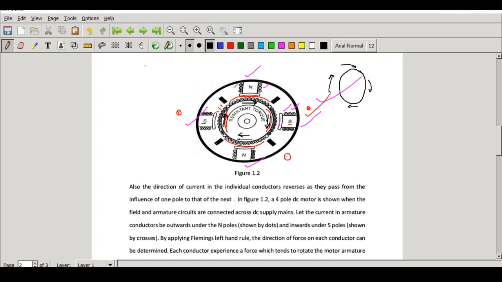So in order to generate a unidirectional torque, you need a force which has to act in this direction. Then only the machine will rotate. Okay. So in order to get a unidirectional torque, the force has to act like this. Now how will this force act like this? Because of the current direction, right? If it is DC, what will happen? If the current is DC, all the conductors will have only one polarity for the current, right? In that case, what will happen?